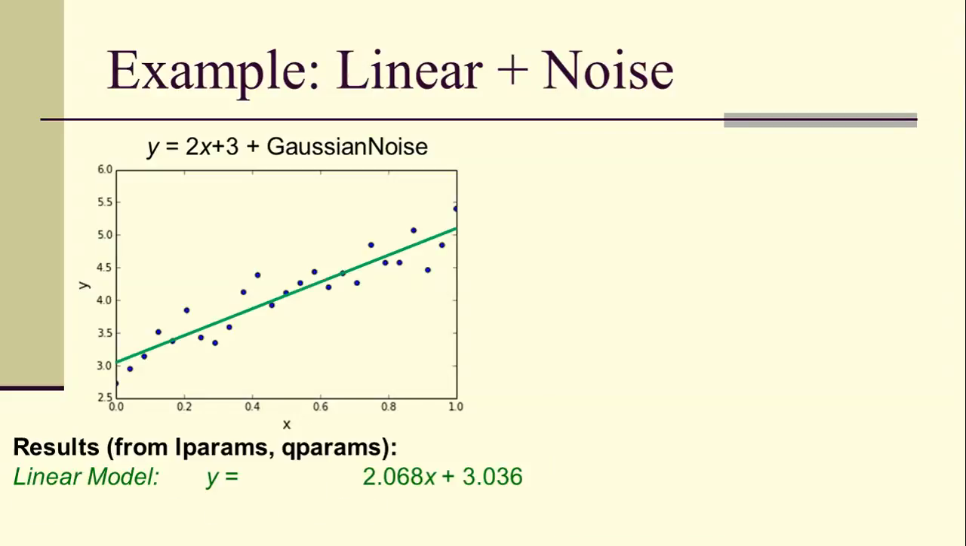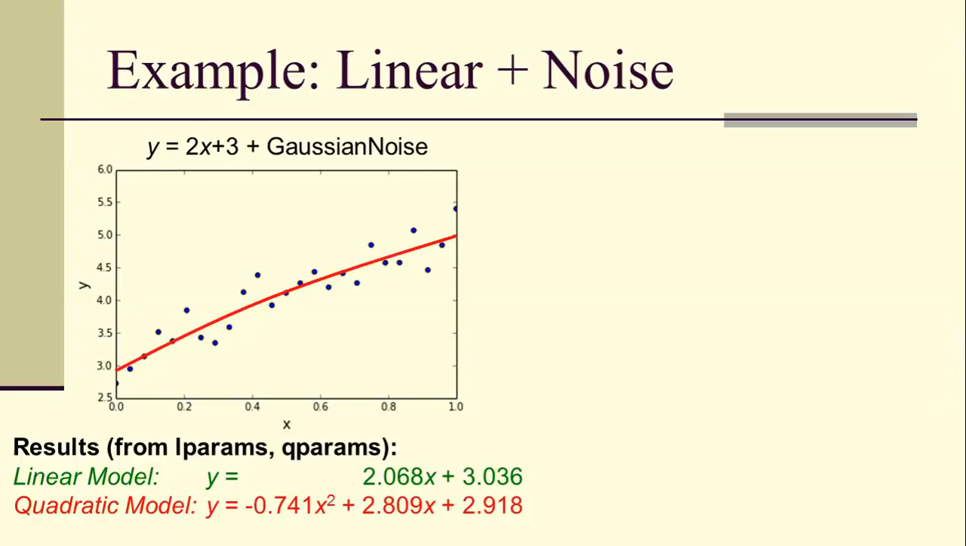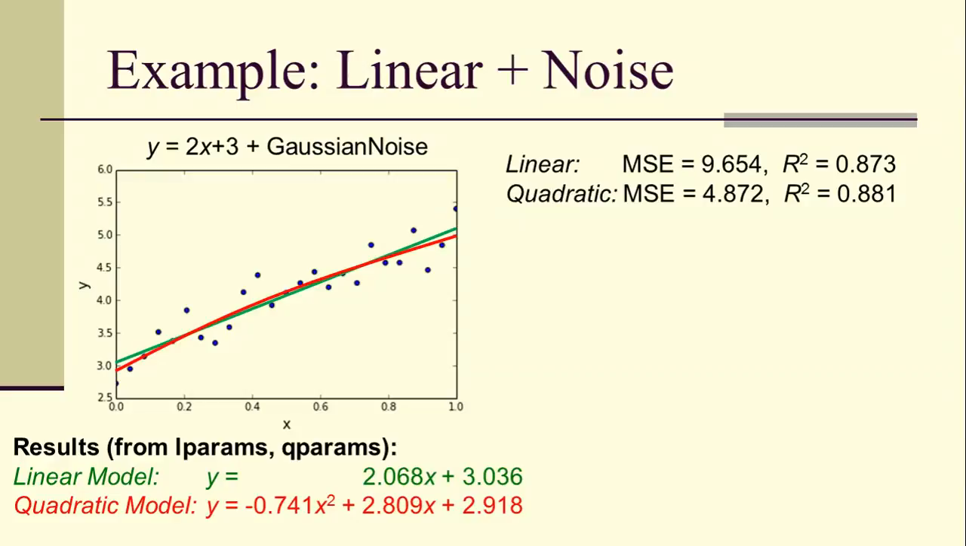So let's look at the results. The linear model, y is 2.068x plus 3.036. That's close to the 2x plus 3. The quadratic model is a lot worse. For one thing, it actually bends because it's quadratic, and the coefficient of x is 2.8, which is relatively far from 2 in the 2x plus 3. However, if we look at the mean squared error and the r squared, the quadratic has less error and a higher correlation, and therefore, based on standard statistical measures, we would say that the quadratic is a better fit.